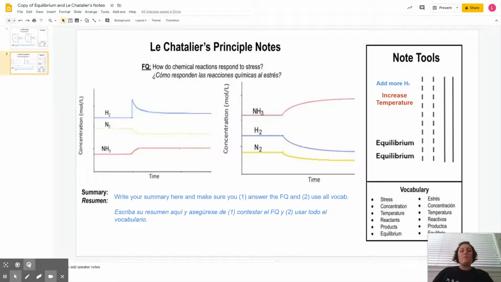So now that we've gone over what equilibrium is, we're going to kick it up a notch, all right? What we're going to be talking about now is this concept called Le Chatelier's principle. So we're going to take equilibrium and we're going to stress it out. We're going to take a chemical reaction that's already at equilibrium, where the concentrations are no longer changing, and we're going to stress the system. Okay? We're going to stress the chemical reaction.